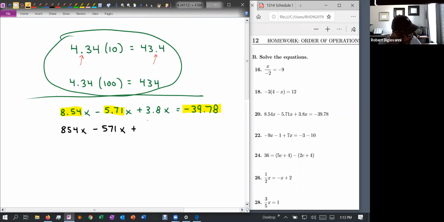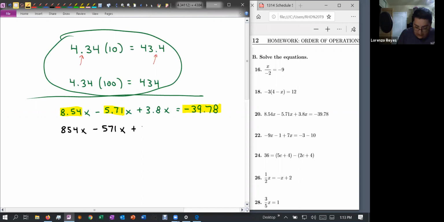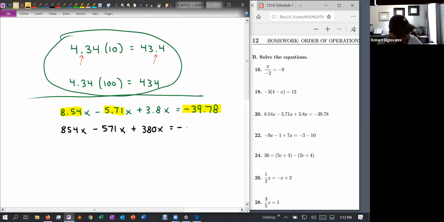What is 3.8 going to become if I move the decimal to the right 2 places? 380. 380x, and then equals negative 3,978. Do you see how I did that without doing any mathematical work? I just moved the decimal 2 places for everything.